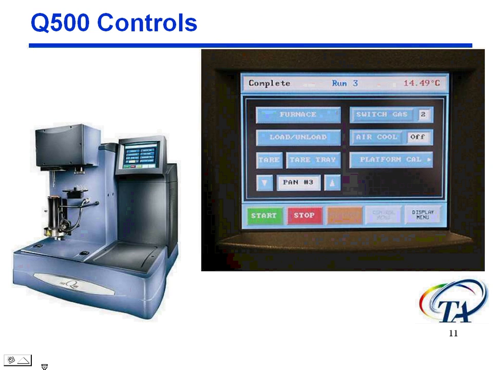Now this is a Q500, so we have two TGAs, Q500 and the Q50. Now if we look here, this touch screen that's standing on the Q500 is blown up here. This is our control menu that's shown here. So we've got controls for the furnace, load and unload sample pan, either tare a single pan or tare a tray if you have an autosampler. This control will advance the pan or back up the pan. Platform calibration, other things can also be done from here. You've also got start and stop. You can also go to a display menu that will show the different signals, etc.